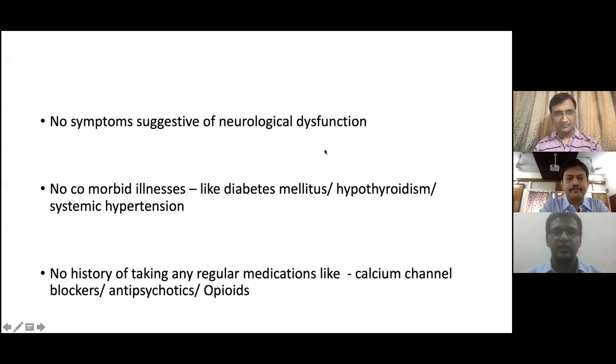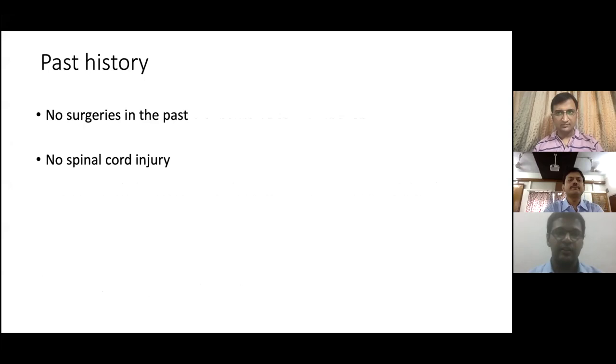There were no symptoms to suggest neurological dysfunction, symptoms like lower limb weakness, bowel or bladder issues. We asked specifically for this history. He did not have any such problems. There were no comorbid illnesses like diabetes mellitus, hypothyroidism, or systemic hypertension. There was no history of taking any regular medications like calcium channel blockers, antipsychotics, or opioids. He did not have any surgeries in the past, and there was no history of spinal cord injury.